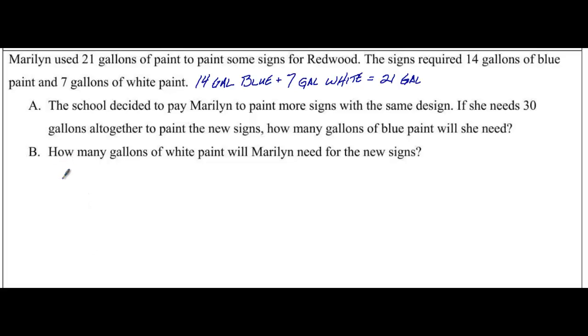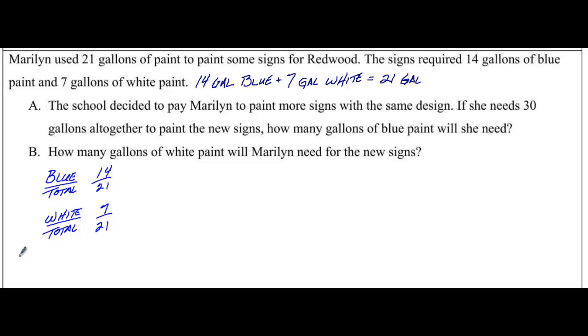So we're going to build two ratios. We're going to build a ratio of the blue paint to the total, and we're going to build a ratio of the white paint to the total. So the blue paint to the total is 14 gallons of blue for the total of 21 gallons of paint. So if you're going to have a total of 21, 14 of it will be blue. On the white paint, 7 gallons of white paint are used if your total is 21.